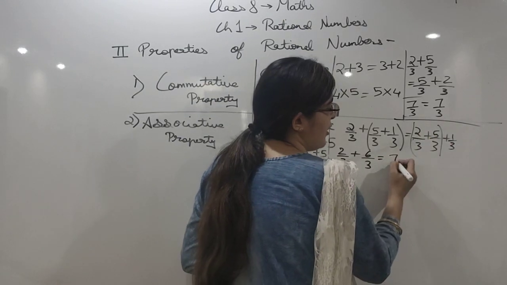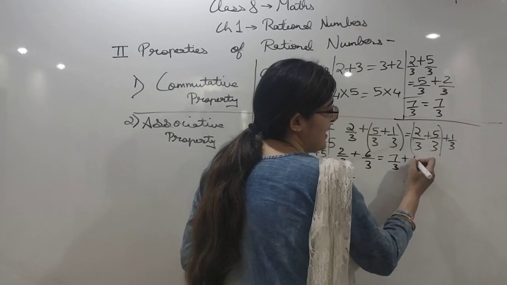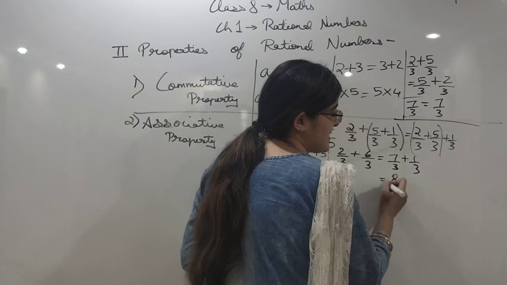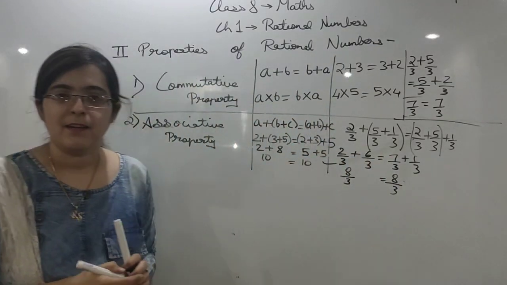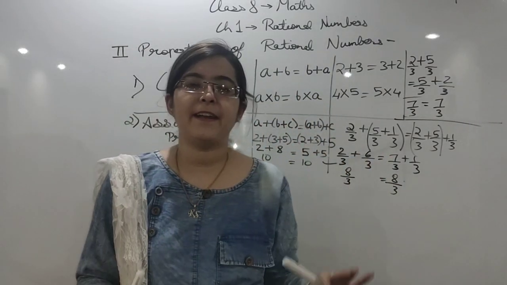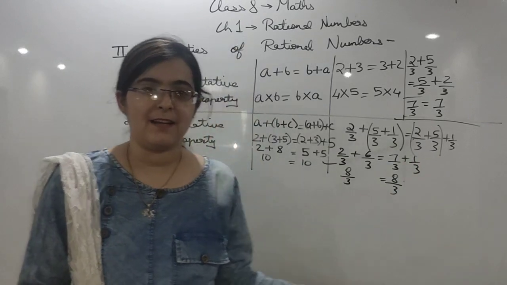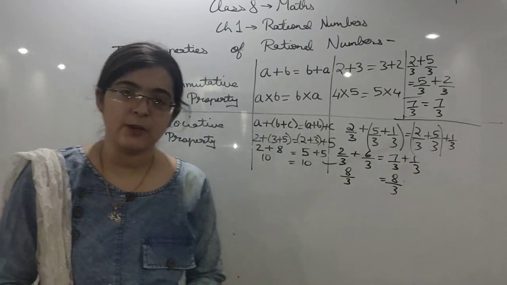Then 2 plus 5 was 7 by 3 plus 1 by 3. Here also the answer came 8 by 3. Okay, till here we have done it in the last class. Now we will continue.